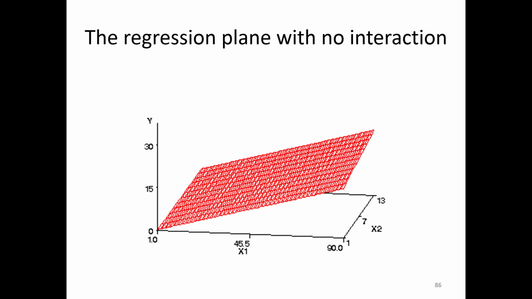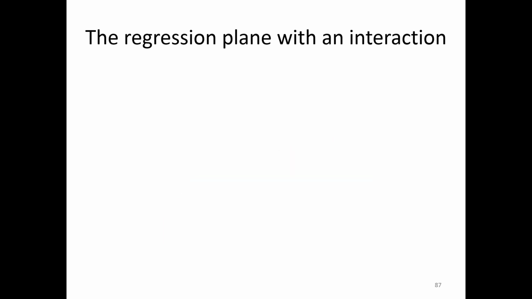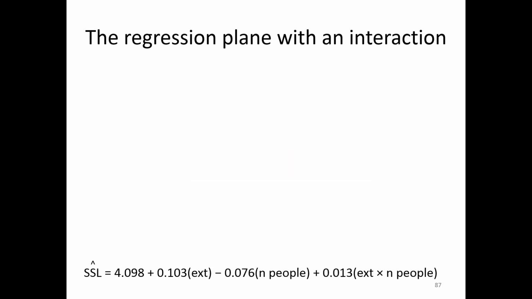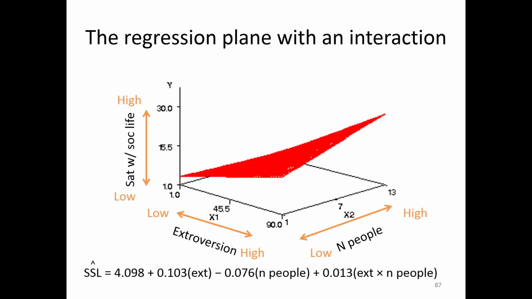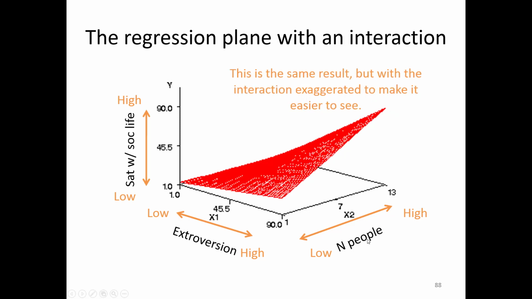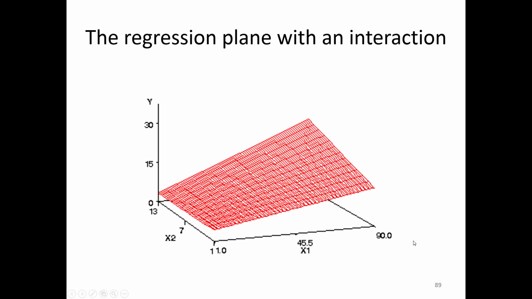This is very exciting. Okay, so moving on to regression plane with an interaction. Now here's our interaction equation. And then this is the regression surface. You can see that it's a little warped, the same thing as we just looked at. So the plane is warped. The near corner is pulled down slightly. This is the same result, but with the interaction exaggerated to make it easier to see.